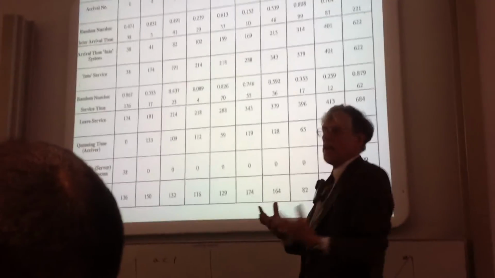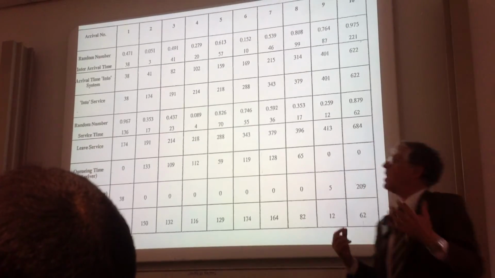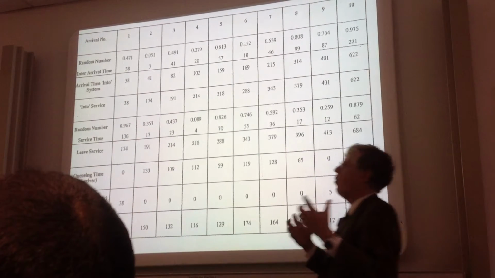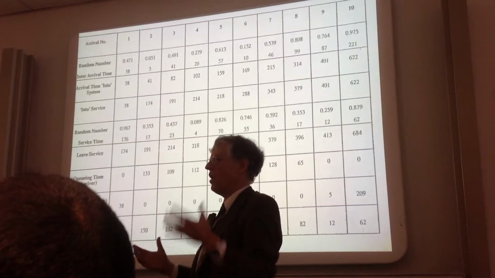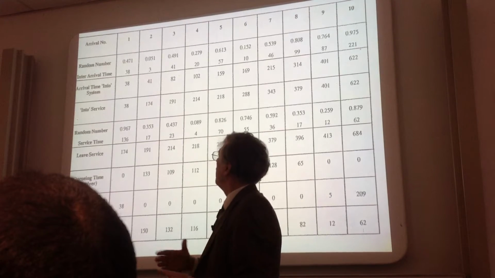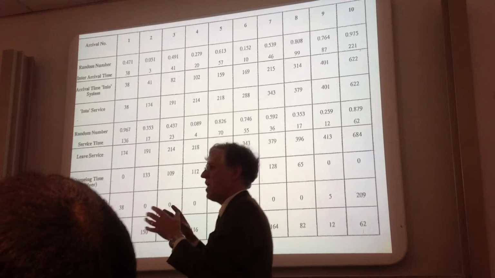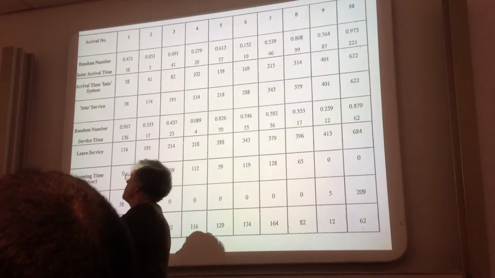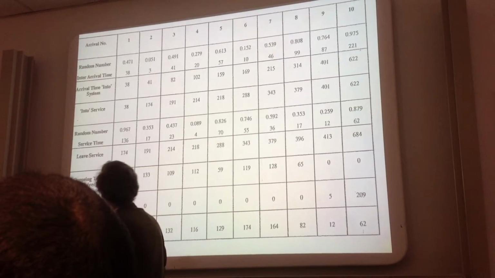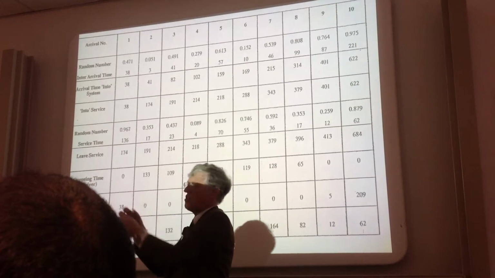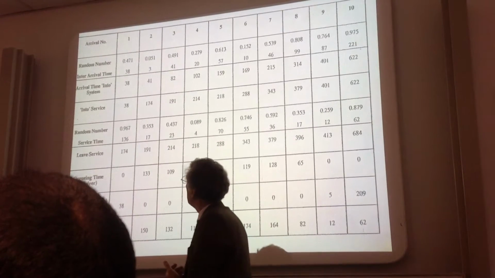So the first thing is we want the inter-arrival times. When do people arrive in the system? So we generate a random number, 0.471, and that will give us an inter-arrival time. Well, if we start the clock at time 0, and we find that the inter-arrival time is 38 seconds, then somebody arrives into the shop 38 seconds after it opens. Okay? And they go into the system, which is the shop.